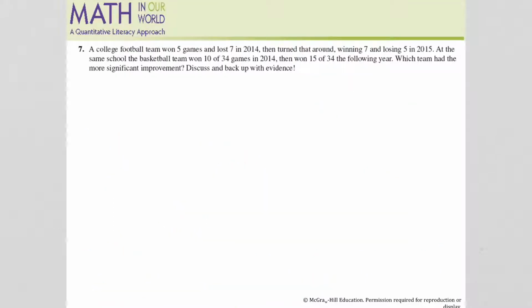A college football team won 5 games and lost 7 in 2014. Then turned that around, winning 7 games and losing 5 in 2015. At the same school, the basketball team won 10 of 34 games in 2014, and then won 15 of 34 the following year. Which team had the more significant improvement?